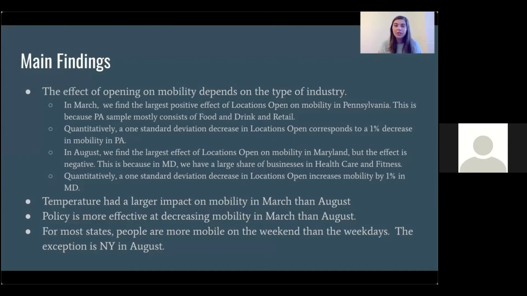Our other important findings were that temperature had a larger effect on mobility in March than in August. We found that policy is more effective at decreasing mobility in March than in August. And we found that for most states, people are more mobile on the weekends than the weekdays. The one exception is New York in August, where people were actually more mobile on the weekdays. We believe that this could be due to lifestyle changes from the pandemic.